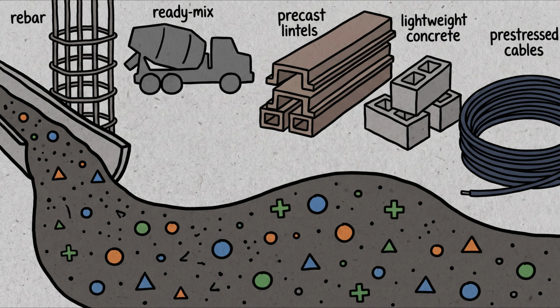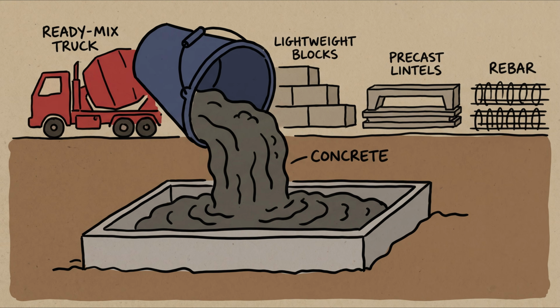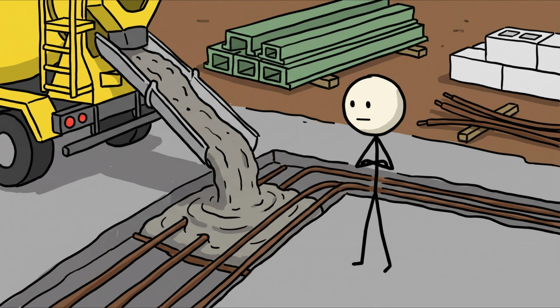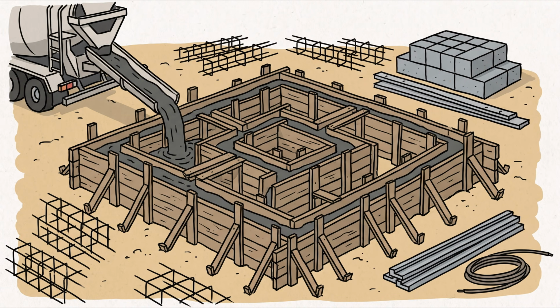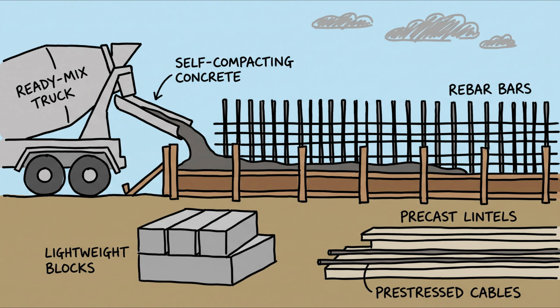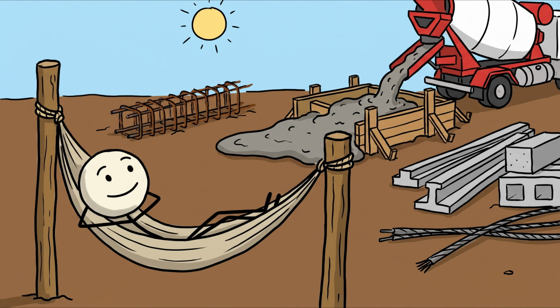It's made with a different mix. More fine particles and chemical additives that make it flow like thick liquid. Pour it in and it levels itself out, finds every gap, wraps around every piece of rebar, and settles with no air trapped. Used for complex formwork where you can't get a vibrating poker in. Heavily reinforced sections where rebar is packed so tight that normal concrete won't flow between the bars. It saves time and labor because you don't need a team vibrating every pour.